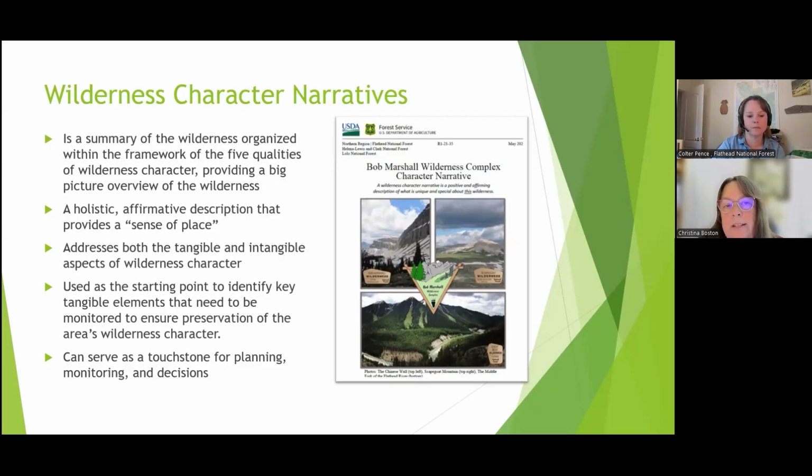The narrative is really the only opportunity to develop and present a holistic view of wilderness character that includes both the tangible and intangible aspects of wilderness character.